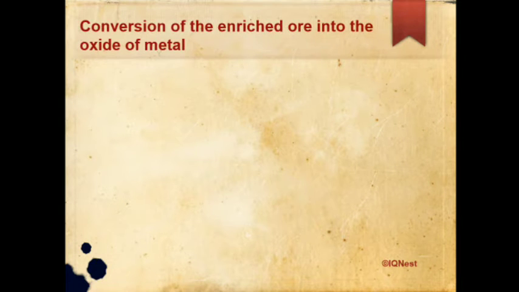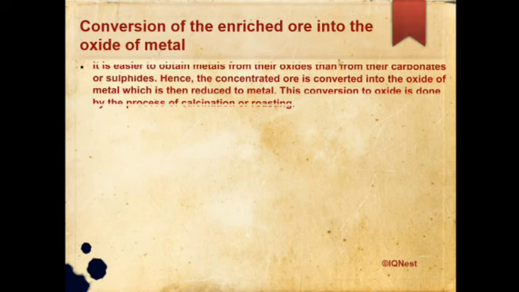Now the next stage of the metallurgy, that is conversion of the enriched ore into the oxide of metal. So that is the second step. It is easier to obtain metal from their oxides than from their carbonates or sulfides. Hence, the concentrated ore is converted into the oxides of the metal, which is then reduced into metal. This conversion to oxide is done by the process of calcination or roasting.